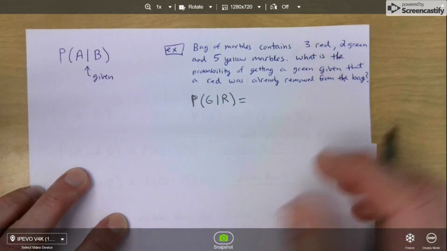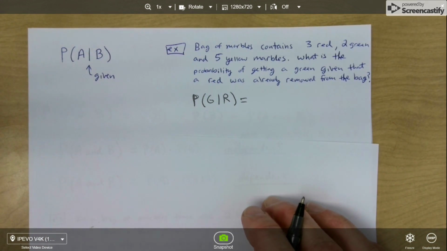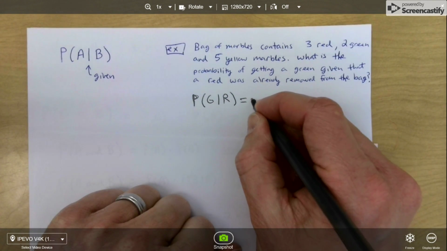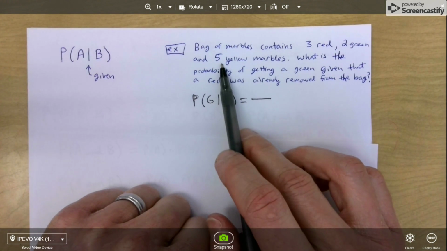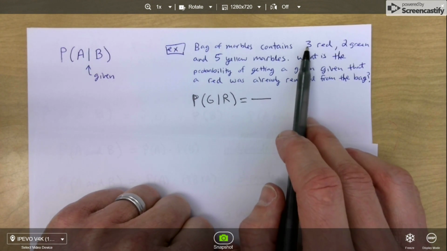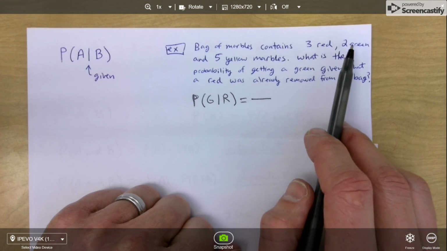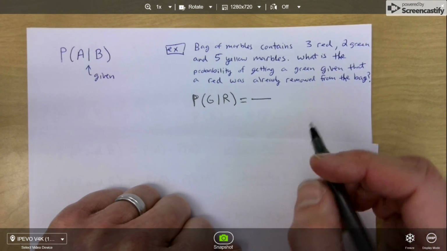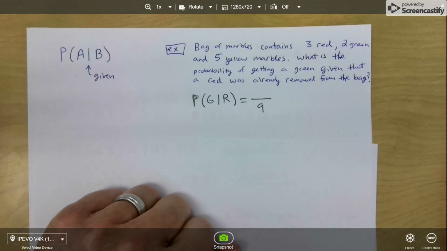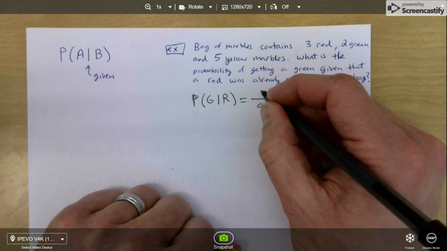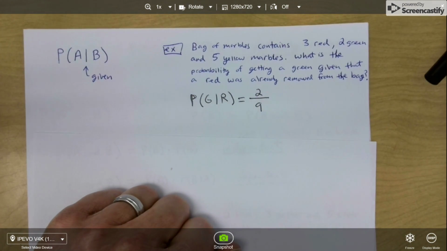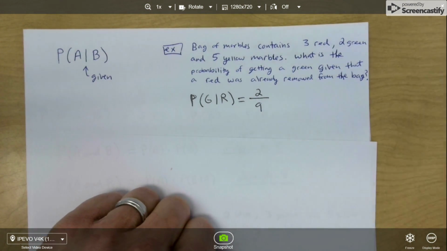Well, what you have to do in this scenario is simply count. So let's assume that a red was removed from the bag. All right. So if that's the case, we're down to 2 red. So if we have 2 red, 2 green, and 5 yellow, it's 9. So there's only 9 total marbles left in the bag. How many of those are green? Well, 2. So the answer to this would just be 2 over 9. All right. That's what we have here.